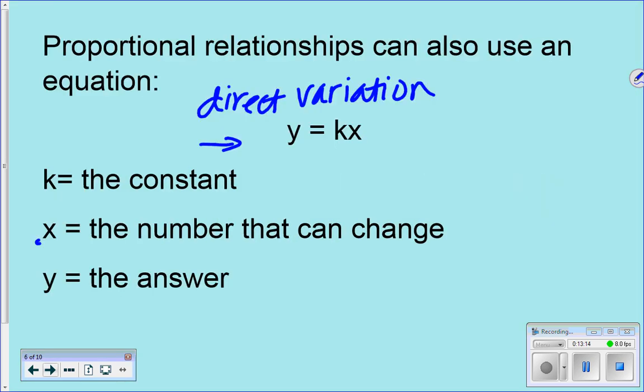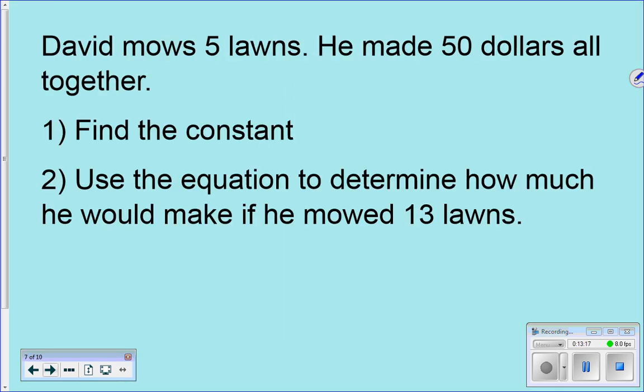Okay, let's do some more of those. Okay, so David mows 5 lawns. He makes $50 altogether. Okay, so first of all, let's find the constant. So 1 lawn is, okay, so let's write that down. 1 lawn is 10 bucks. Let's pretend he just does all little lawns. So for every 1 lawn, it costs me 10 bucks. So guess what my constant is? 10. So now, if I write in my equation, my y equals 10x.